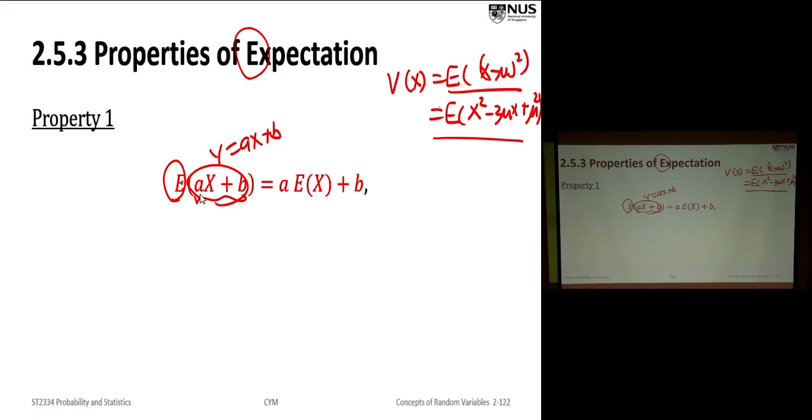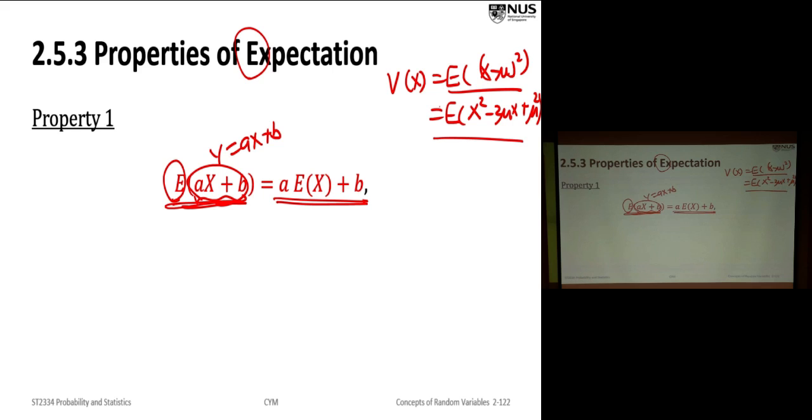So if y is a linear function of x, then expectation of y is equal to a times expectation of x plus b. That means if you want to take the expectation of a new random variable, which is ax plus b, it's the same as taking the expectation of x first, then multiplying by a, and then adding b. All right? So you have to understand these two. They're the same.